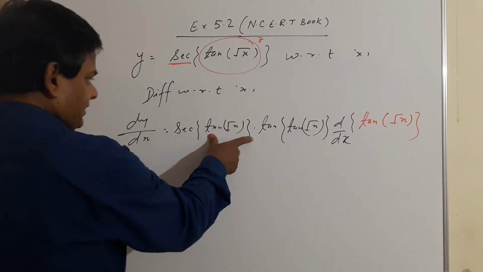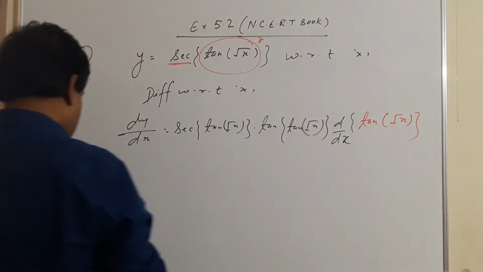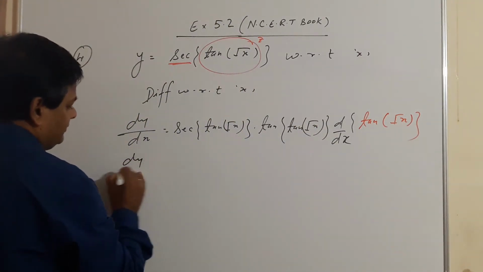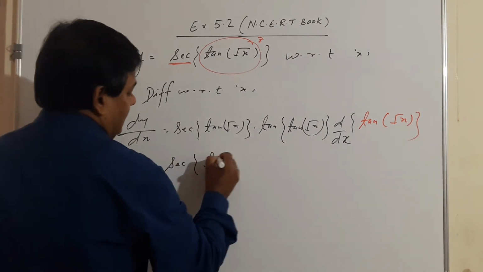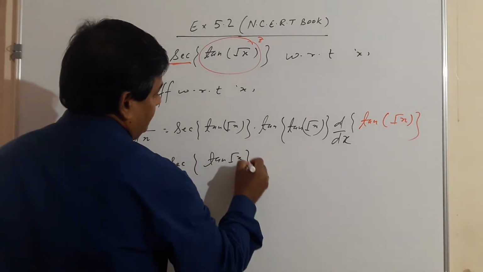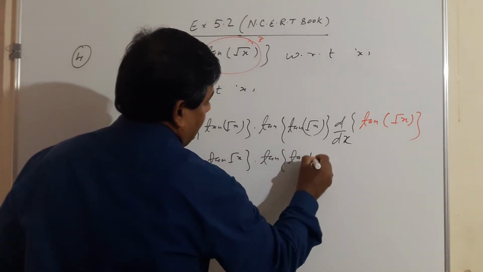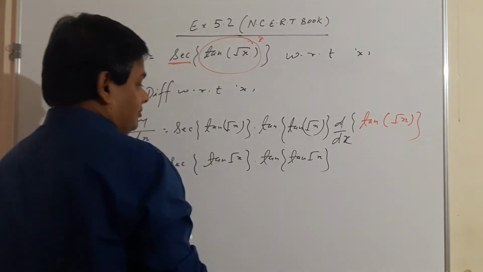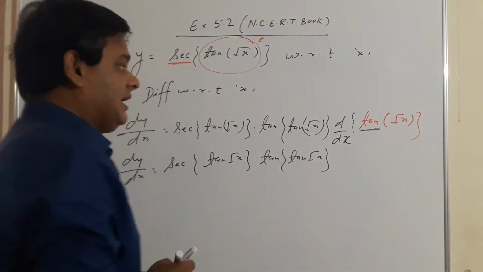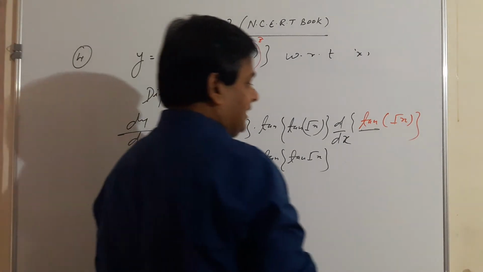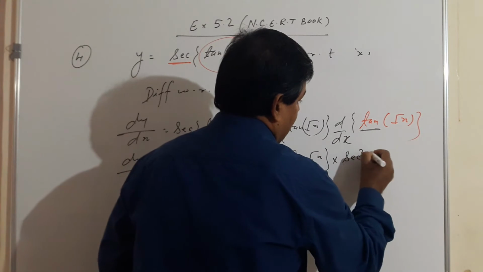So sec z into tan z, then after differentiation of z. So dy by dx is equal to sec tan root x into tan root x. Now, first you have to differentiate this tan. So differentiation of tan x is sec square x. So here it becomes sec square x.